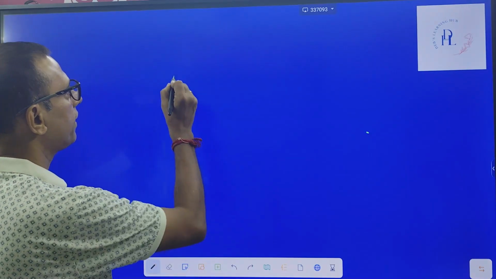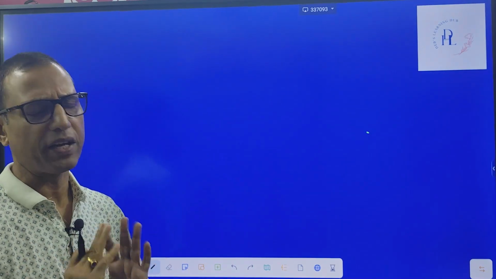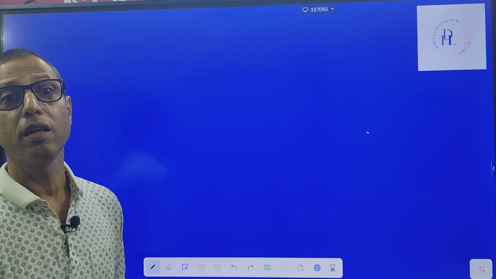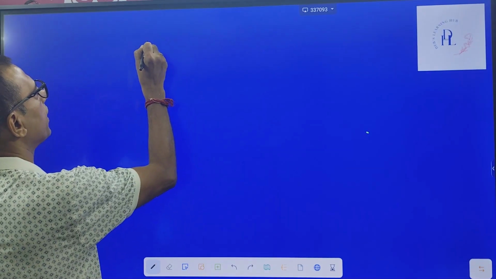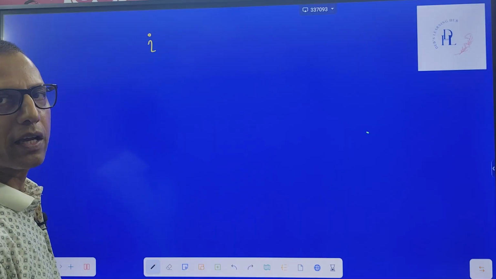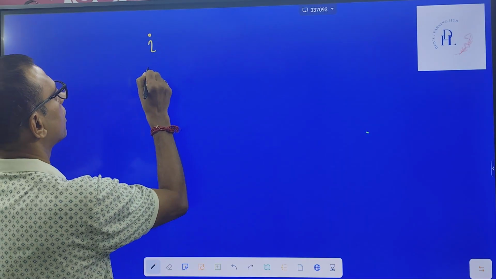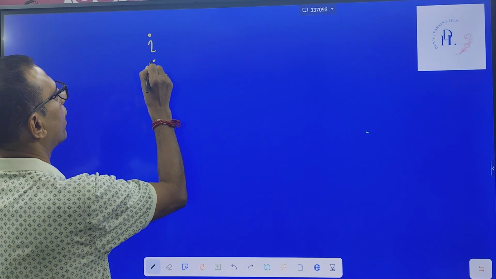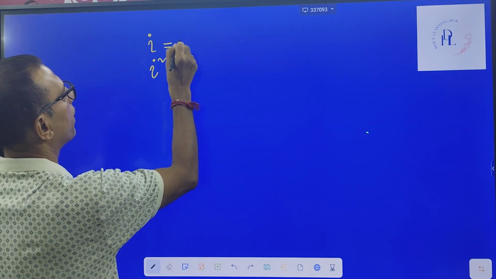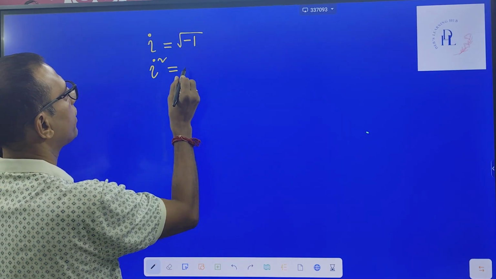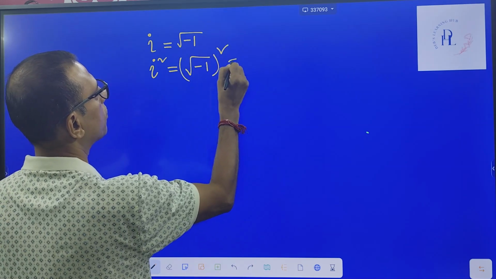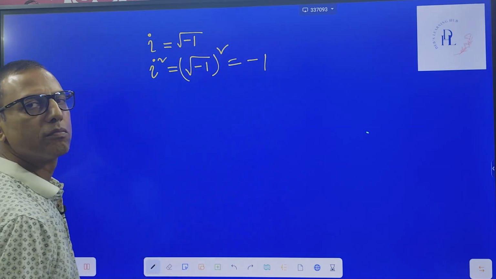Now we will see a very important thing, very important from your exam perspective as well as for your learning perspective. i. If we multiply another i with that, i square, that is equal to, i equals root over minus 1, right? So i square equals root over minus 1 whole square, that is equal to minus 1.